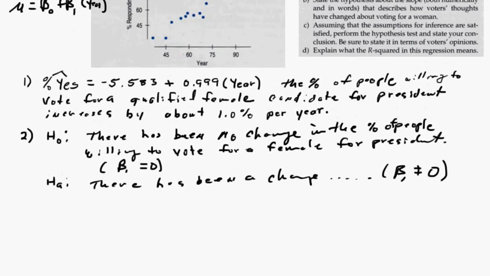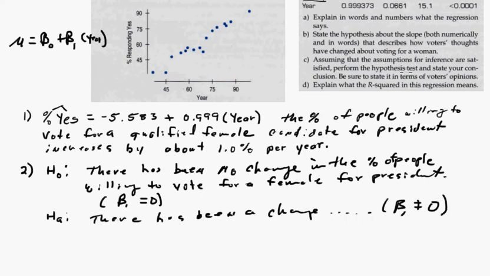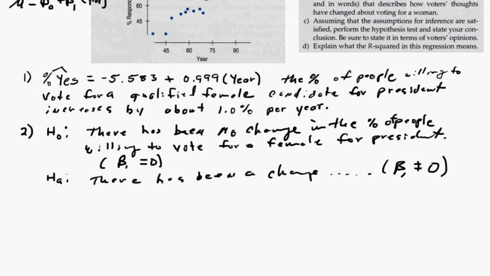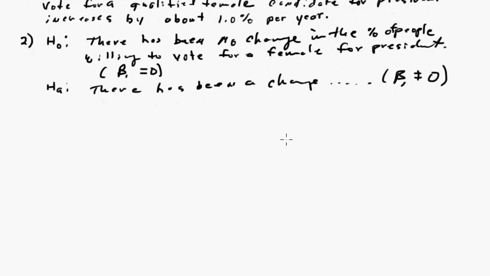Okay, so I think 3 says, assuming the assumptions are okay, perform a hypotheses test. So let's look at the model first. For 3, what we would say is that if we sampled, we're able to go back in time.